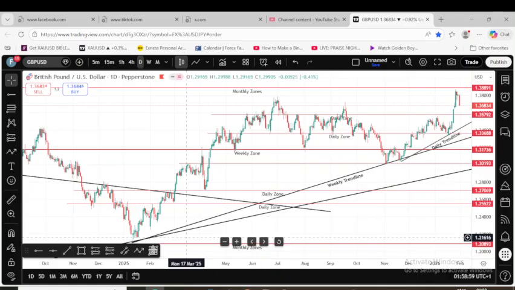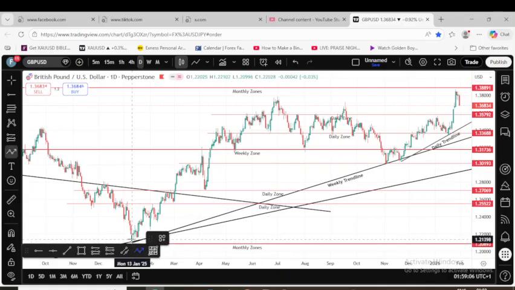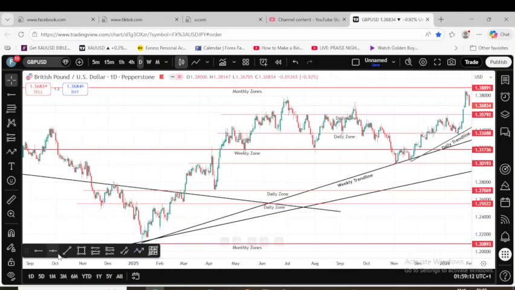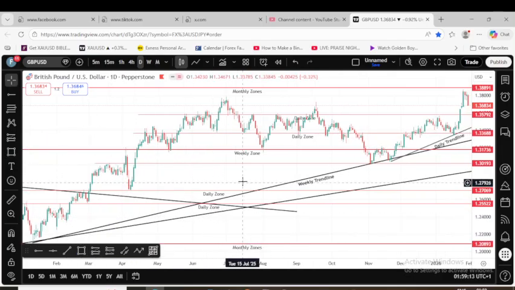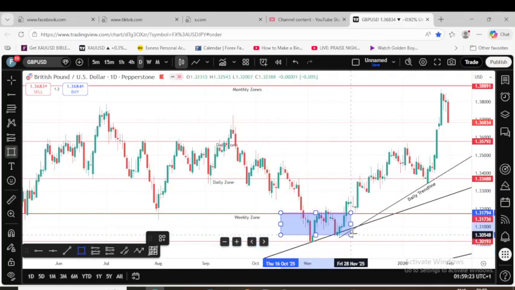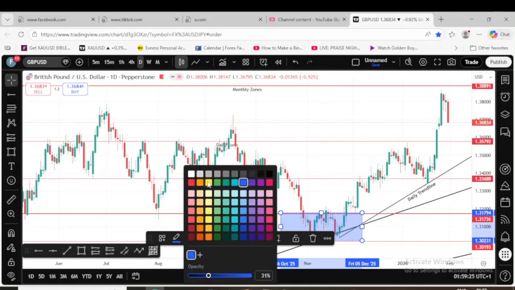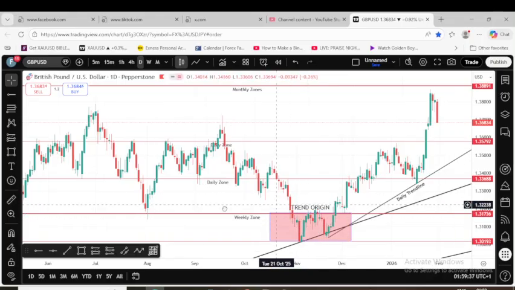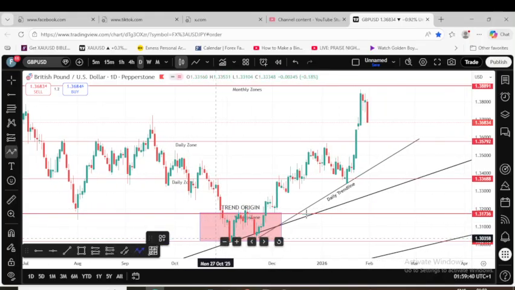So now we need to observe our trend origin. Typically, I would want to, let's go more straight to the point, I suppose. Our trend origin is here. This is our trend origin. Let's make it red because I like to make my trend origin red. Then let's see the market structure.